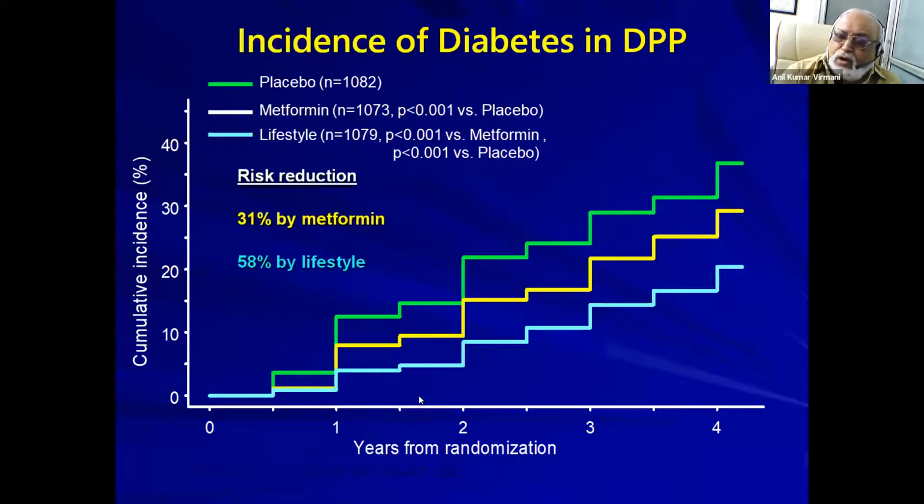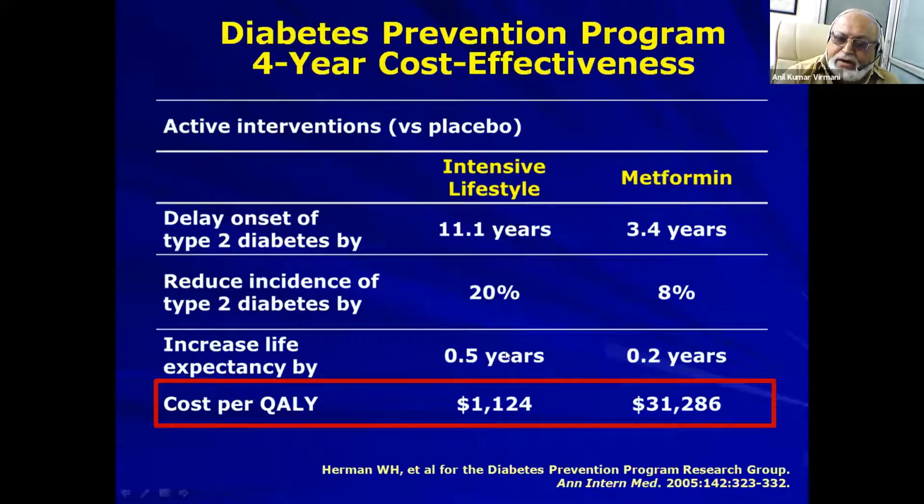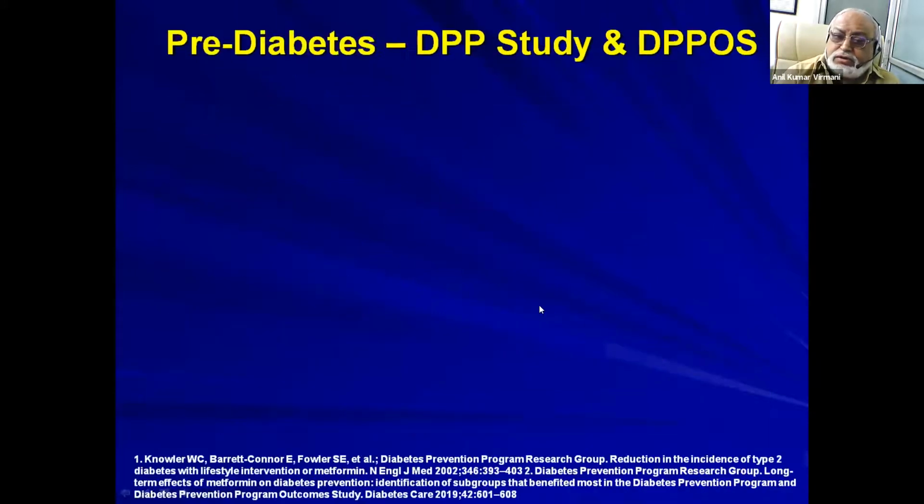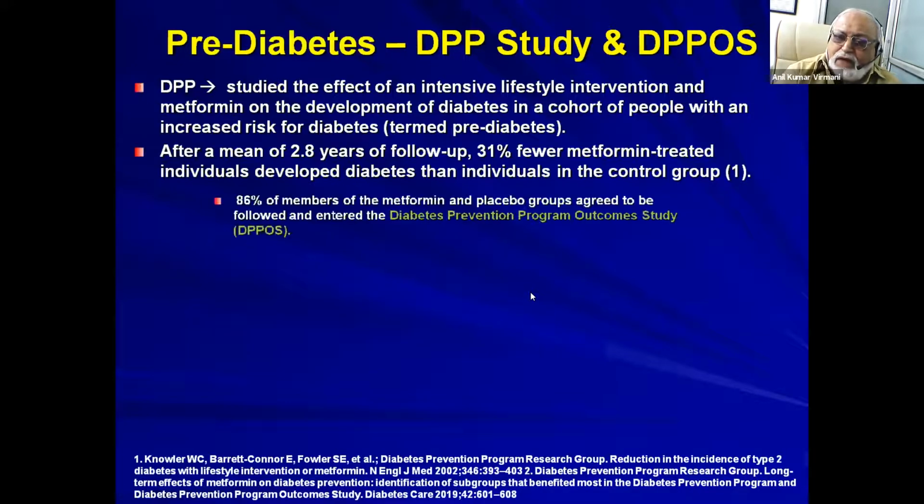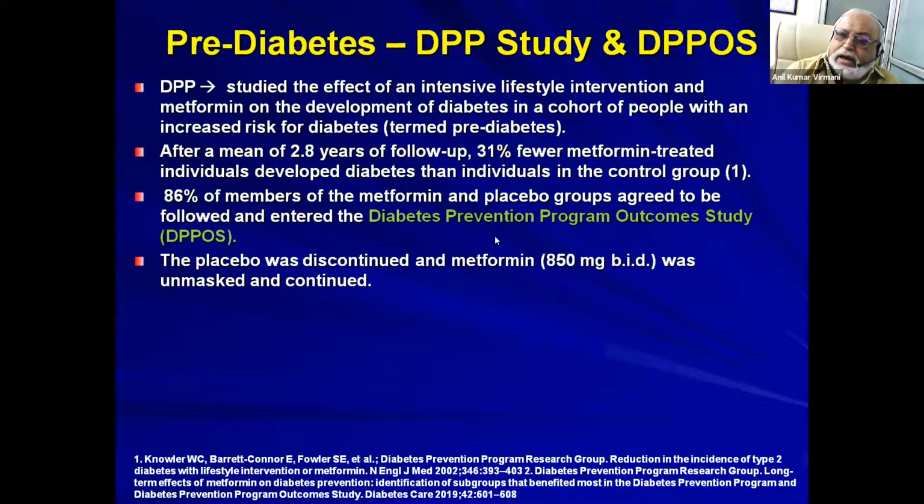But having said all this, if you look at the comparison between lifestyle and metformin, there was a 31% reduction by metformin and a 58% reduction by lifestyle. And the cost of lifestyle interventions is hardly $1,000, whereas the cost of metformin is around $31,000. Now, this was the diabetes prevention study I was talking about. Then came the diabetes prevention program.